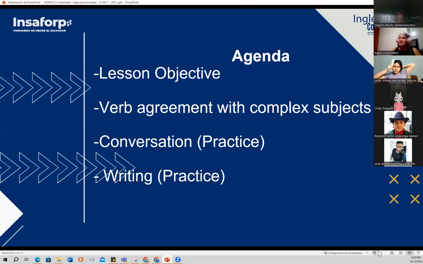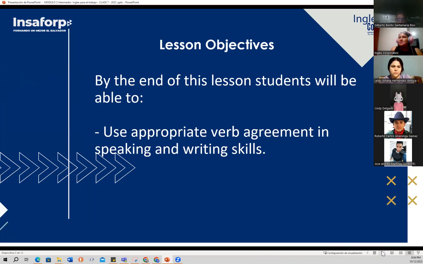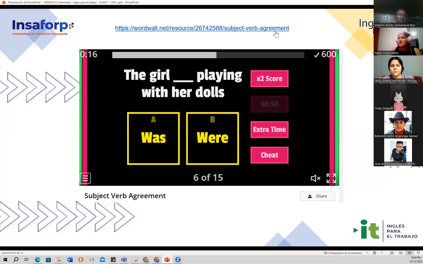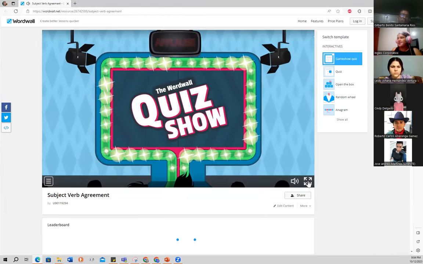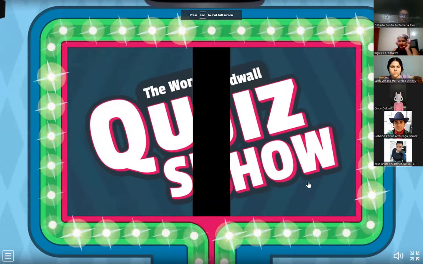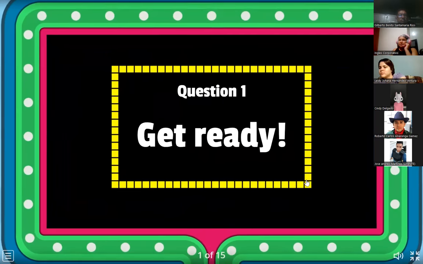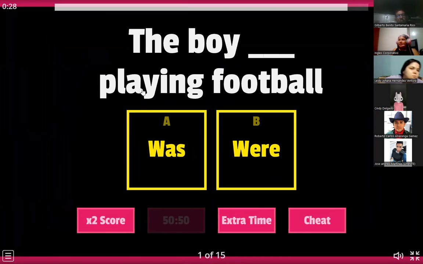So today the agenda, we have the lesson objective: the verb agreement with complete subject. We're going to do more examples today, and also we're going to have the presentations and a written practice. At the end of this class, you will be able to use appropriate verb agreement in speaking and writing skills. That is the main purpose for this class. We have the first activity that is related to verb agreement. As yesterday we were speaking about that and practicing, right? We're going to have different activities to improve the use of the verb agreement.